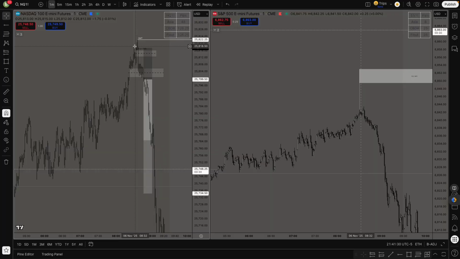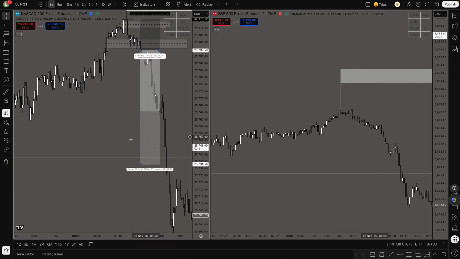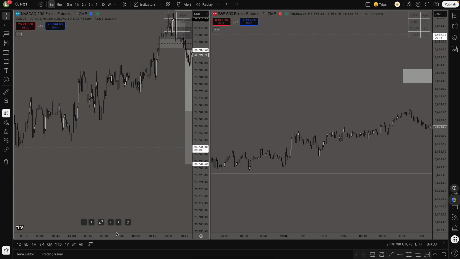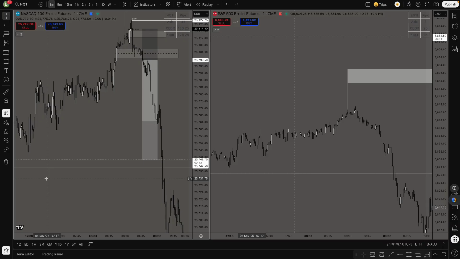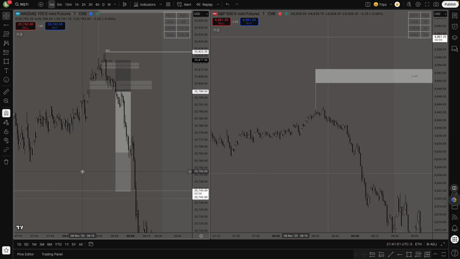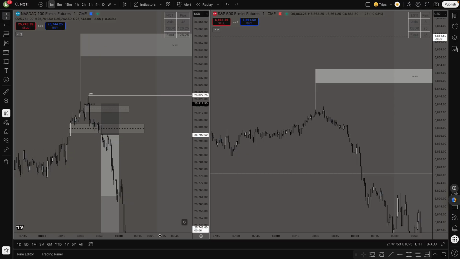This is the manipulation move, and then this is the distribution move, okay? So accumulation moves, manipulation move, distribution, all right? So we're just looking to target the manipulation time, because that's when price wanted to come back down to, all right? So that's inverse fair value gaps for you guys.